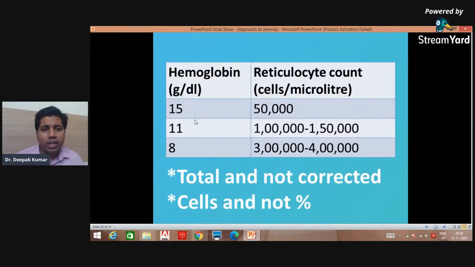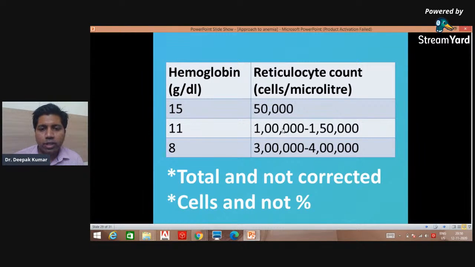And if this person develops anemia, which by WHO is hemoglobin less than 12 gram per deciliter, right? So if the patient has anemia with hemoglobin of 11, then a reticulocyte count of 1 lakh to 1.5 lakh cells per microliter suggests a normal marrow response. Okay, so just sharing what I was telling earlier, normal reticulocyte count is not 1 to 2%, as what we tell. The question is not complete.